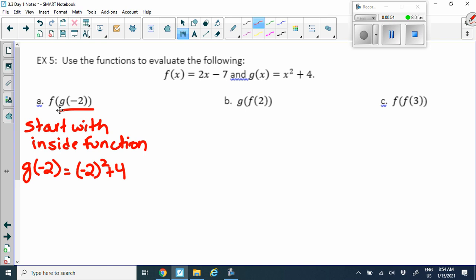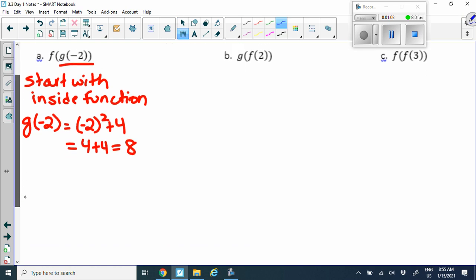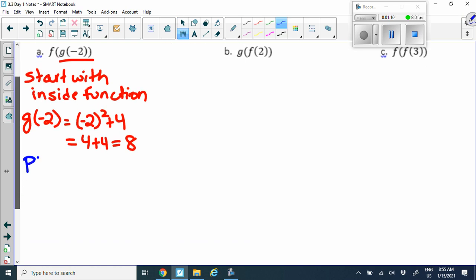Make sure with that -2 you put parentheses around it. Otherwise, you will not get the correct answer. So then I get 4 plus 4, which gives me 8. Now my next step is I'm going to plug 8 into the outside function, in this case the f of x.